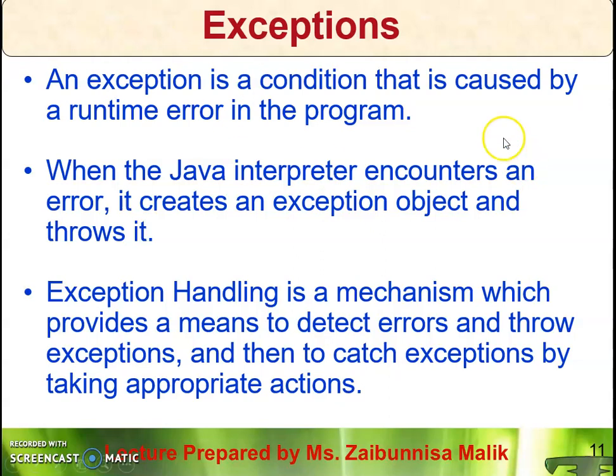So, when the Java interpreter encounters an error, it creates an exception object and throws it. Now, this is again important. What the Java interpreter does is it sees that there is a runtime error, so it will not stop your program. But what it will do is raise an exception through the throws clause. So, exception handling is a mechanism which provides a means to detect errors and throw exceptions and then to catch exceptions by taking appropriate actions.